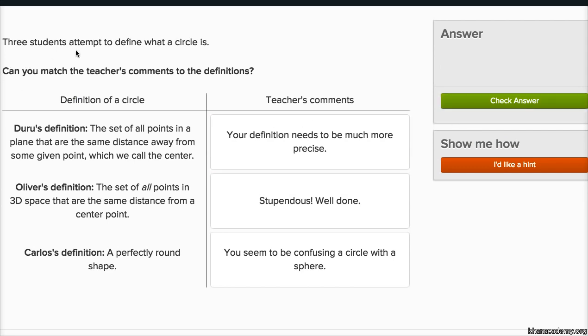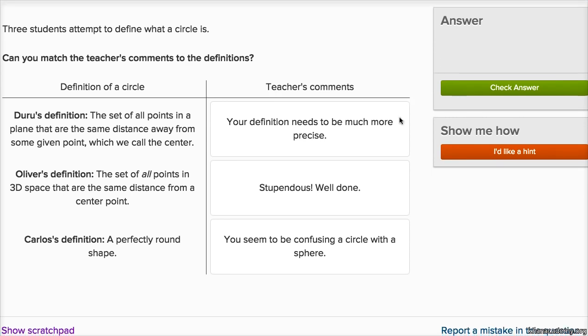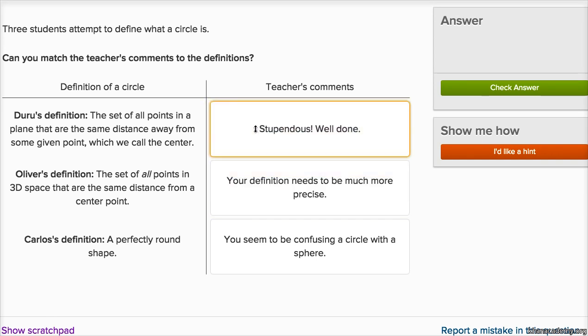All right, 3 students attempt to define what a circle is. Can you match the teacher's comments to the definitions? Duru: the set of all points in a plane that are the same distance away from some given point, which we call the center. That actually seems like a pretty good definition of a circle. So I would say, stupendous, well done.